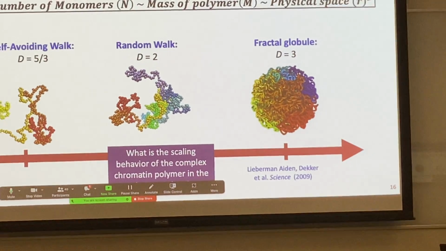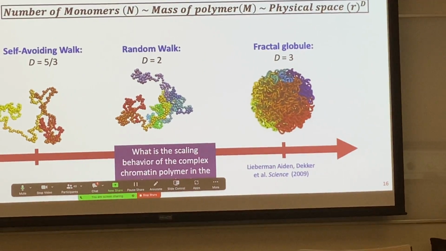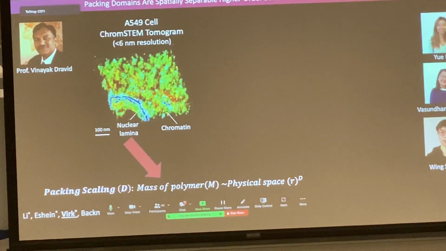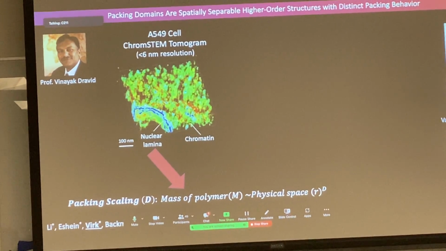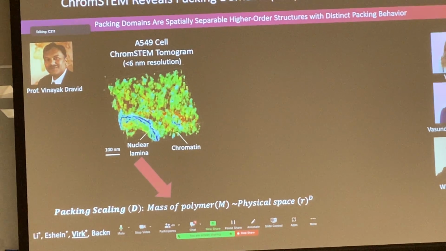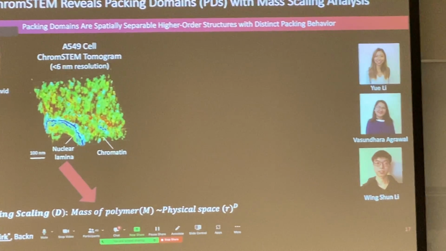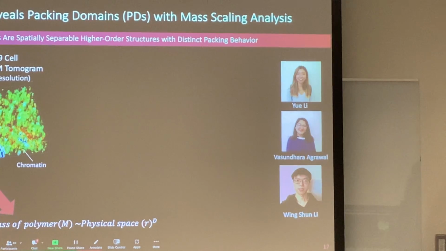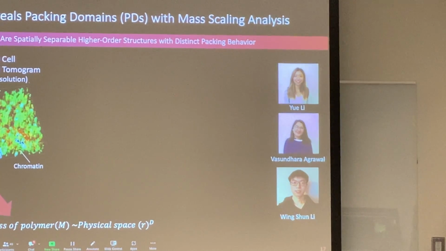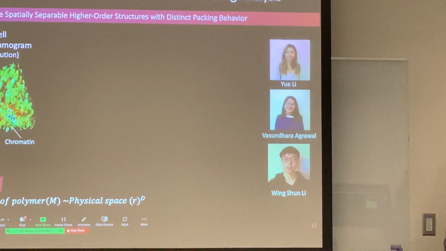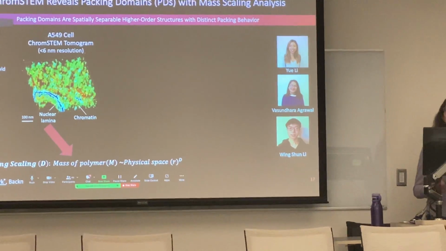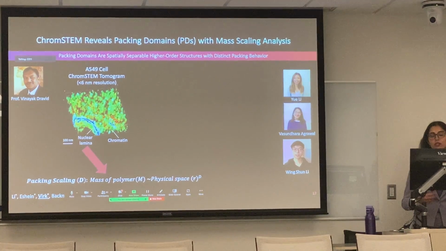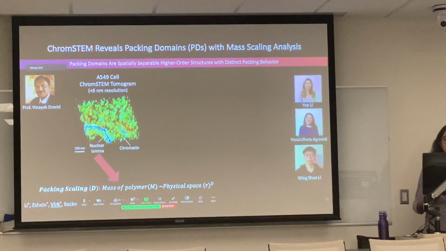So this gives the question, what is the scaling behavior of the complex chromatin polymer in the nucleus? In order to answer this question, we have a collaboration that's ongoing with Professor Vinayak Dravid and students in both Vadim Backman's and Dravid's groups, including Yue Li, Vasundhara Agarwal, and Wing Shen Li, who have performed experiments where they specifically label chromatin with a ChromEM technique that was developed by the O'Shea and Ellisman group, and then image the chromatin density distribution using scanning transmission electron microscopy.